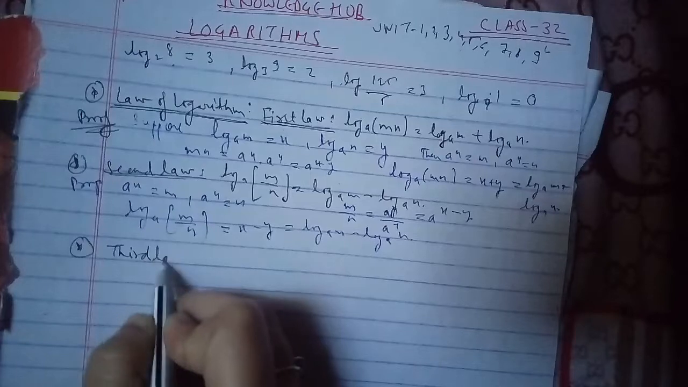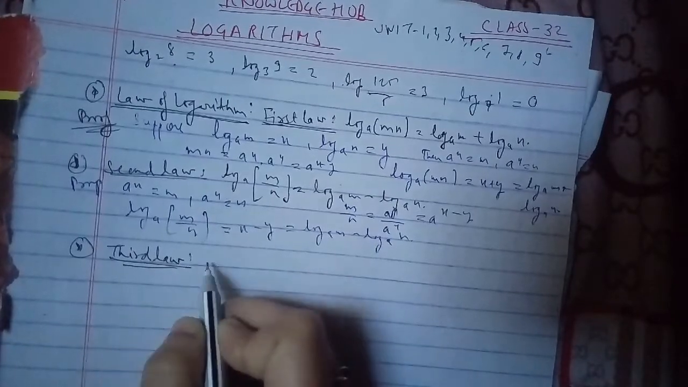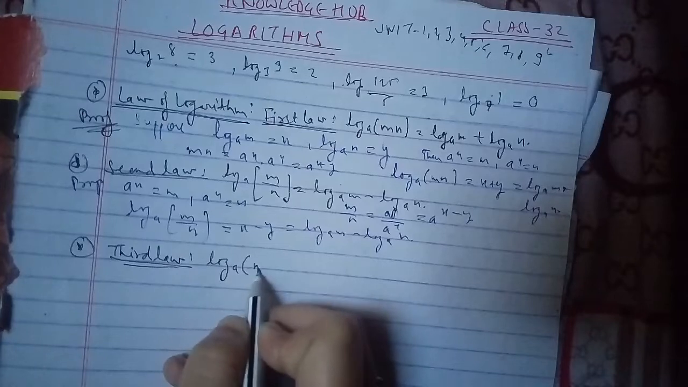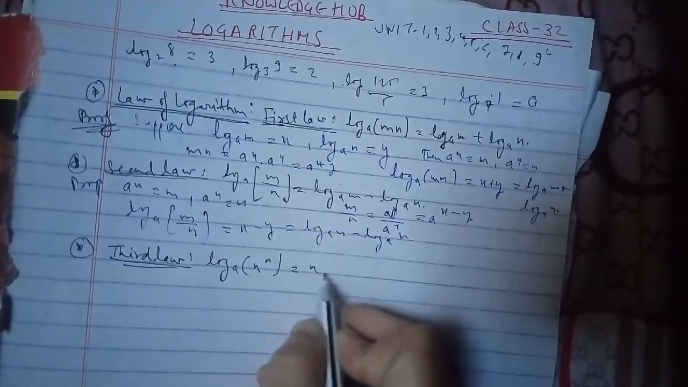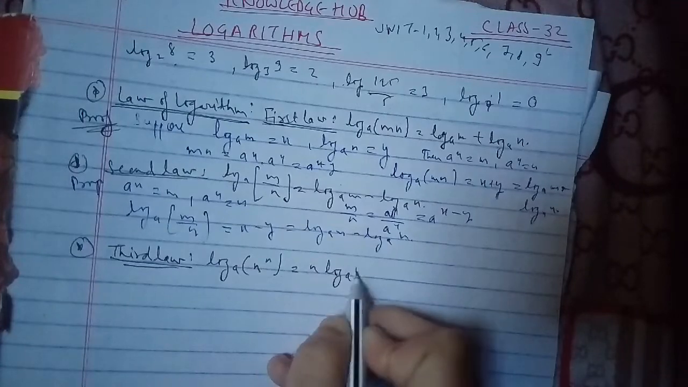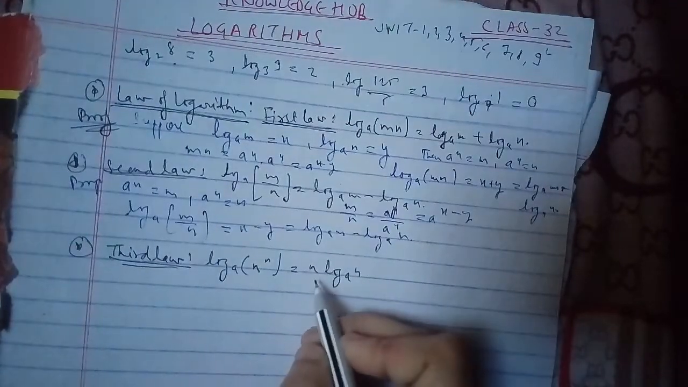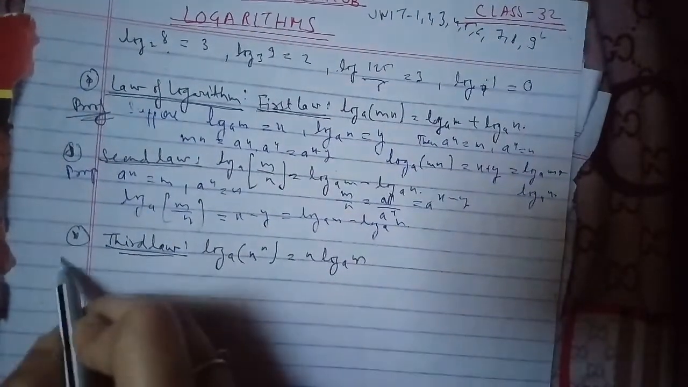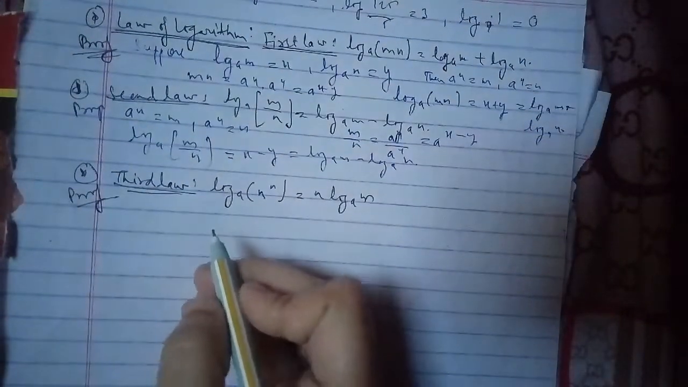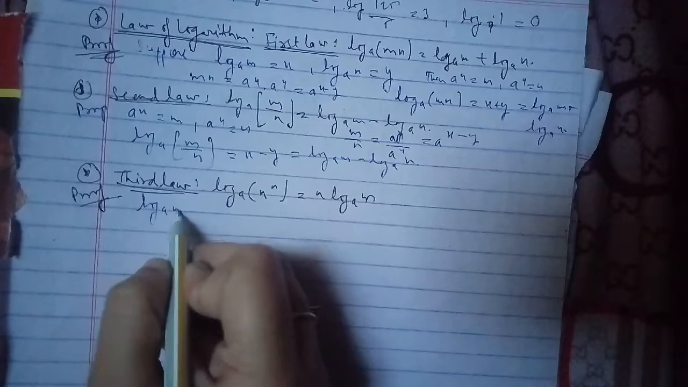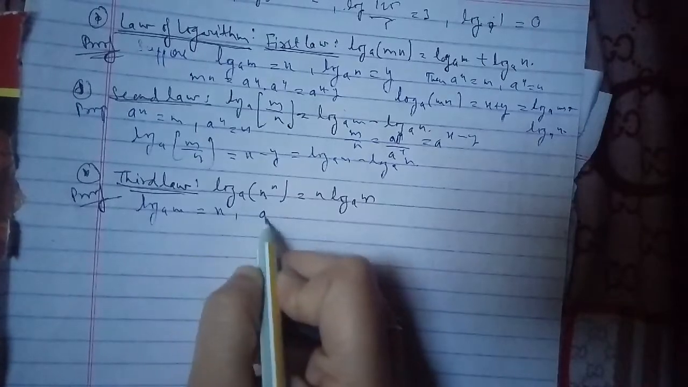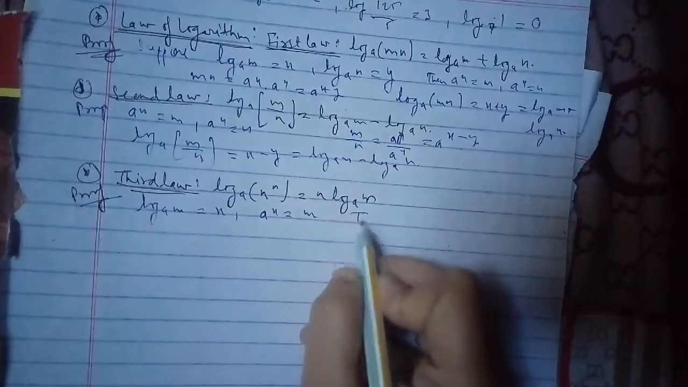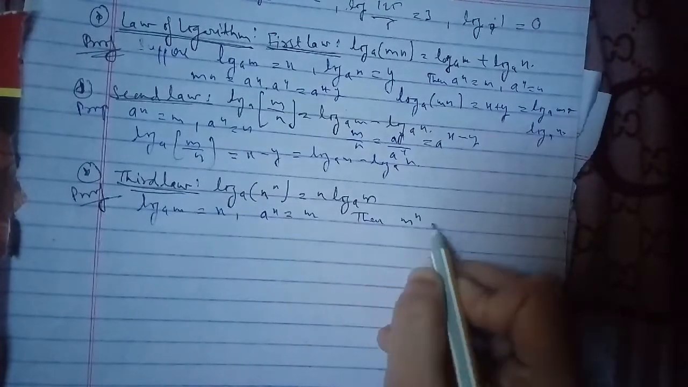So the proof we have here, as before: if log a m is equal to x and a to the power x equals m, then m to the power n is equal to a to the power x, whole to the power n, equals a to the power nx. So giving log a of m to the power n is equal to nx, that is n log a m.